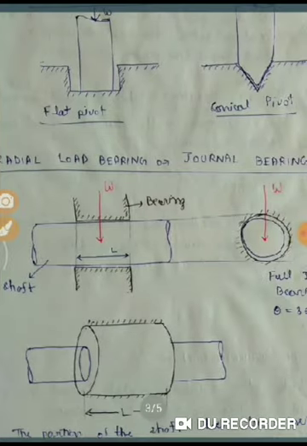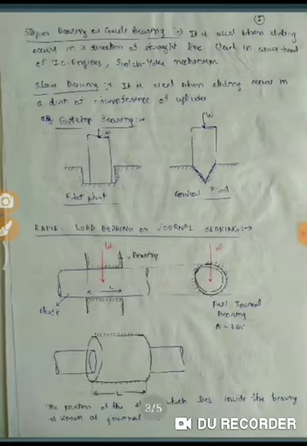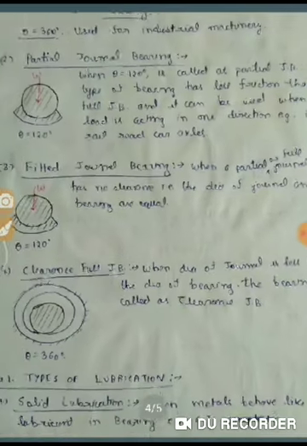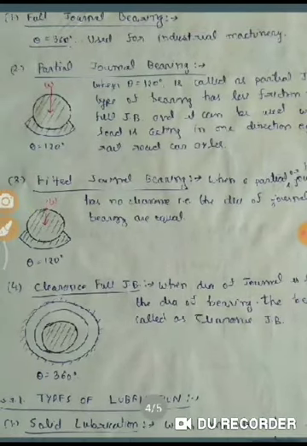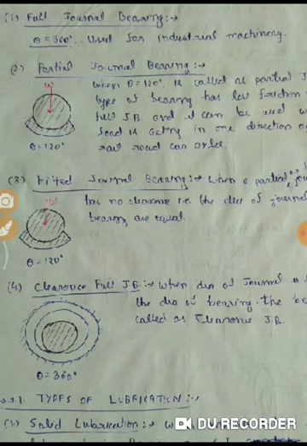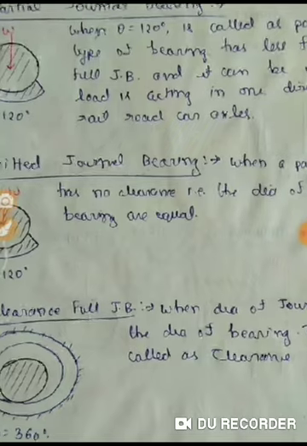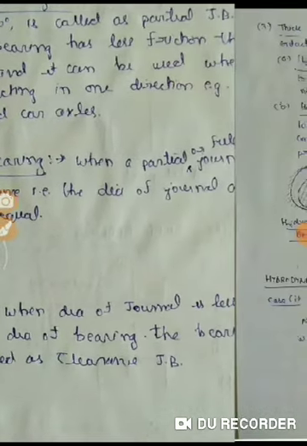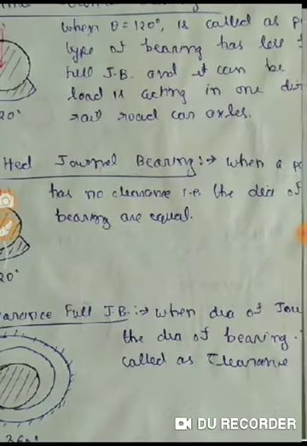Journal. Okay, so this is the second page. Now next we have types of journal bearing. We have the full journal bearing, which I already told you is when theta is equal to 360 degrees, and then we have the partial journal bearing. Partial journal bearing is when theta is equal to 120 degrees.